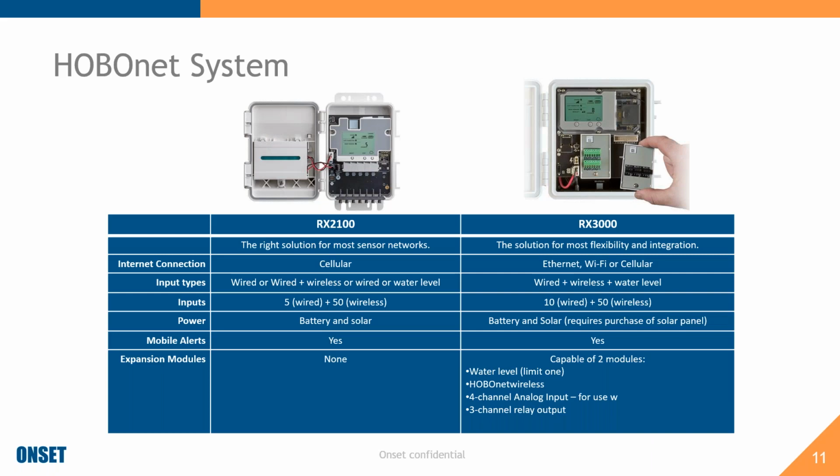And so what does HOBOnet look like? At the center of HOBOnet are the two stations. So depending on what level of needs you may have, you have two options at two different price points. To start, we have the RX2100, which provides the lowest cost option, suitable for most applications really. So you can get started for around $700 for the station.